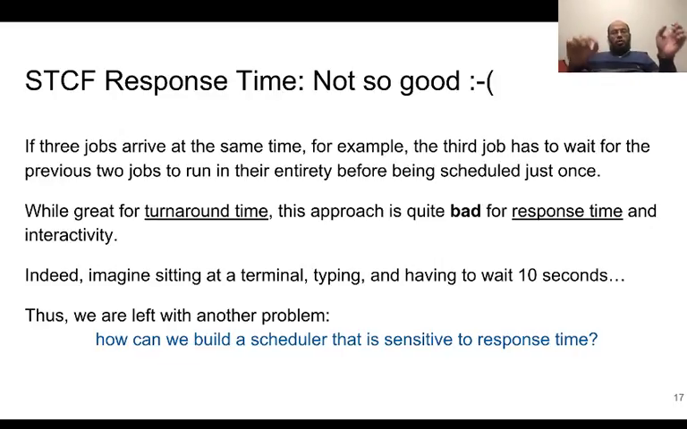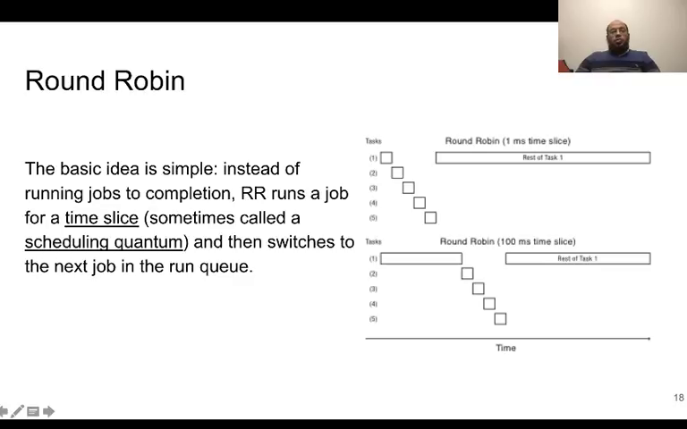If you want to build a scheduler that is very good when it comes to response time, then you might think about round robin. Round robin schedulers are quite popular. They're actually useful. They are used even in Linux in one way or the other. And the idea is basically to have a job run for a time slice. Each job gets some CPU time, then gets evicted. You have context switching, and you go to the other job.